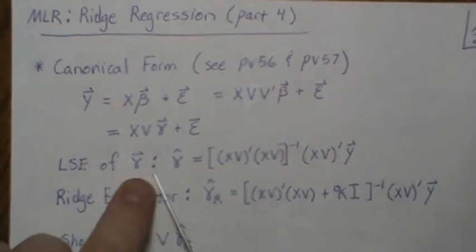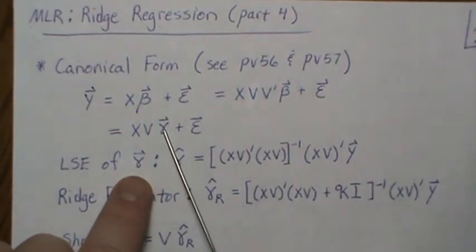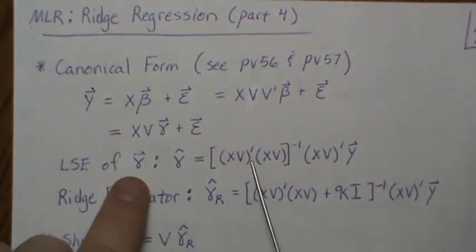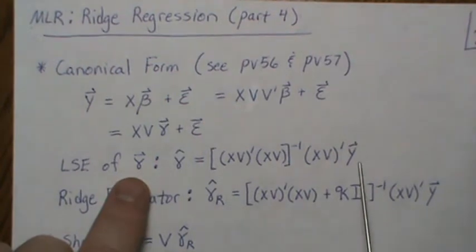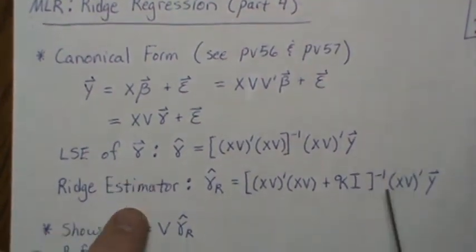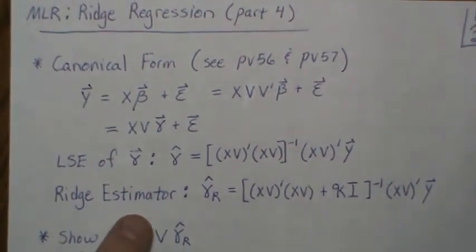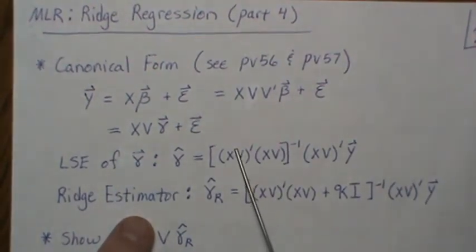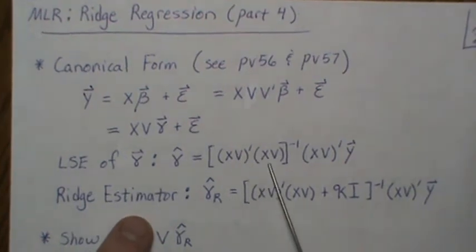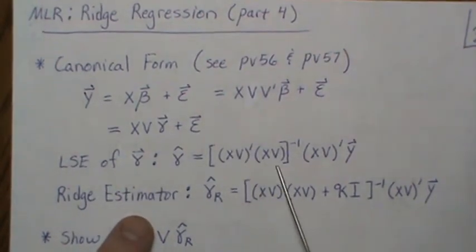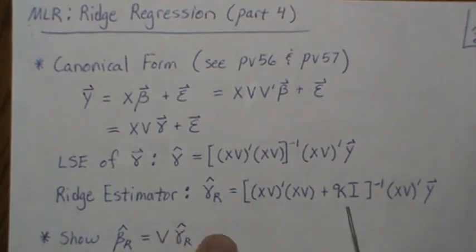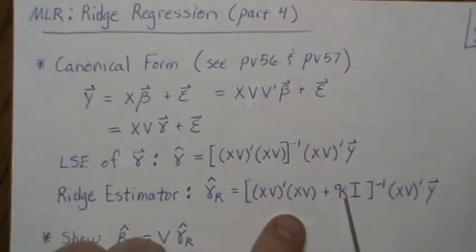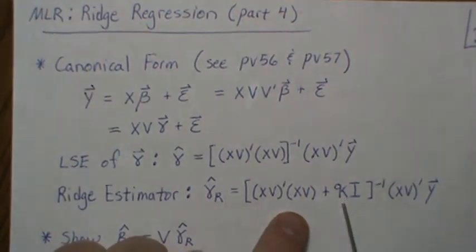So the least squares estimate for gamma, remember this is kind of the new X, is X transpose X inverse X transpose Y. So that's the least squares estimate. Now the ridge estimator for gamma in this setting is we add a small number to the diagonal elements, down the ridge. That's actually why they call it ridge regression. And you do that in this way: it's an identity matrix times K, which is called the shrinkage parameter.